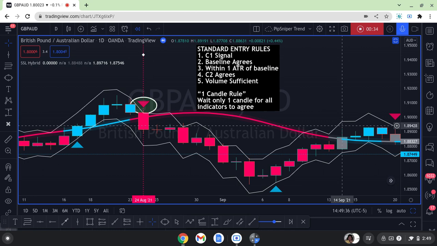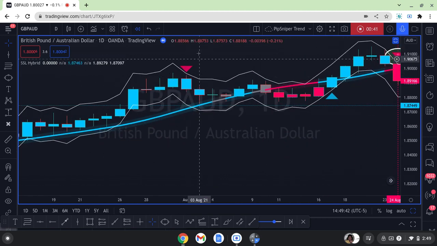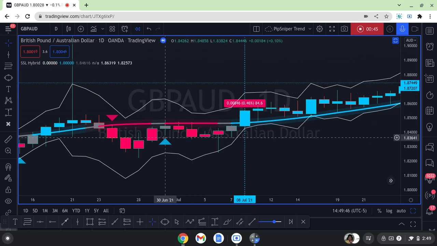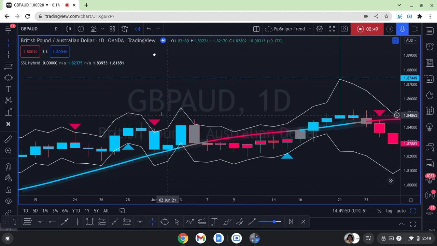With the SSL Hybrid, we use the arrows. So here's a C1 signal. Here's a C1 signal. Here's a C1 signal. That doesn't mean we take all of them. You guys know we have rules, but I'm just letting you identify. C1 signal, C1 signal.